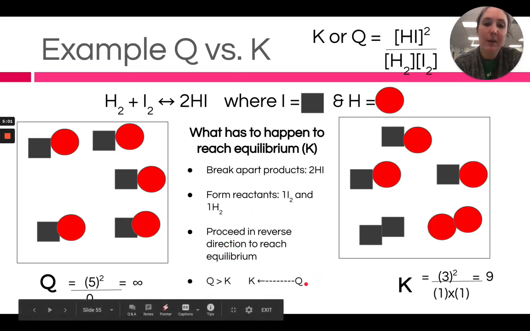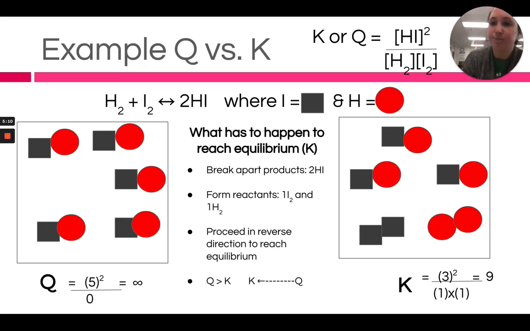So again, if you think I'm on a number line and I plot Q greater than K, to get to K, I have to make it smaller. And so to do that, it's going in the reverse direction.